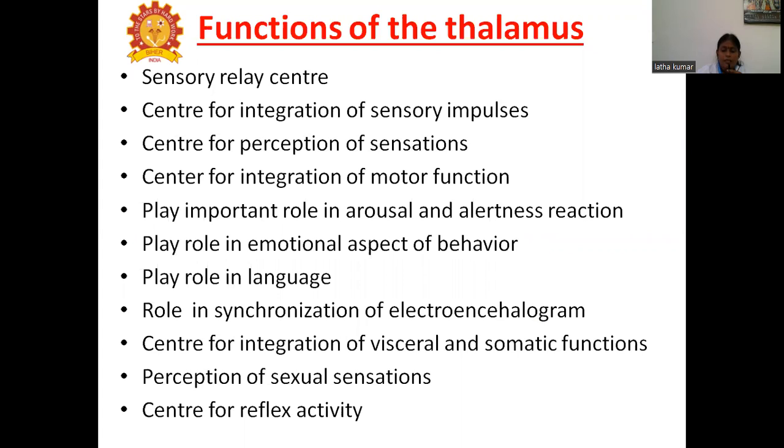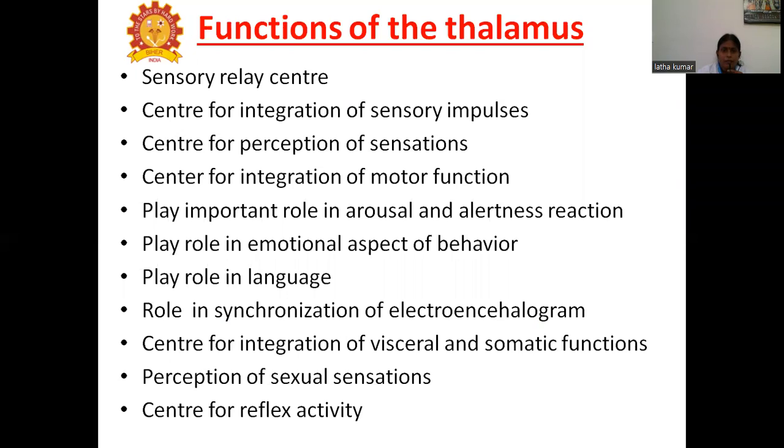Almost all the sensory impulses reach the thalamic nuclei, which relay them to the cerebral cortex by a series of projection fibers collectively termed the thalamic radiations. Except olfaction, all the sensory fibers relay in the thalamus.